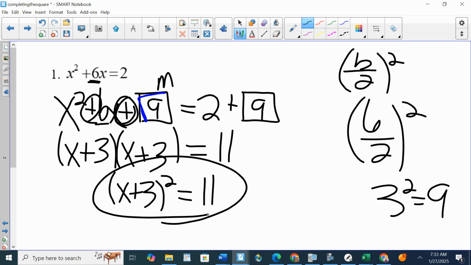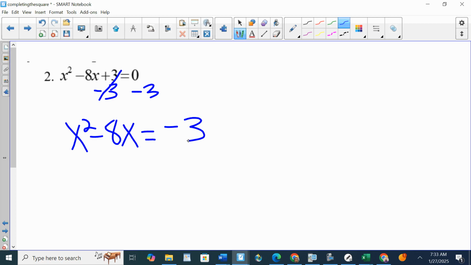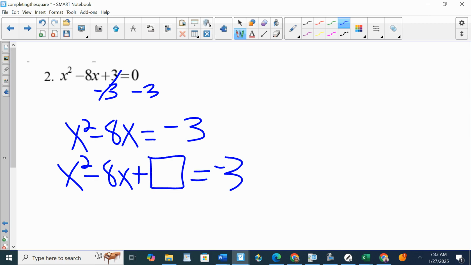Let's go over one or two more. Number 2, I need the x squared and the x alone on one side, the constant on the other side. So in this case, I need to subtract 3 from both sides. Now that I have the x squared and x on one side, the constant on the other side, it's time to complete the square. So I add my big blank square to both sides.